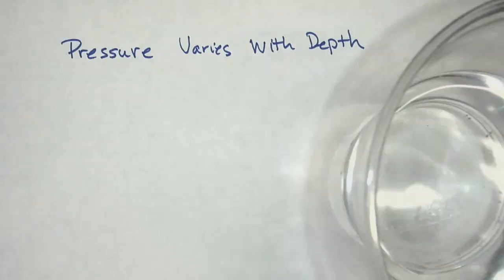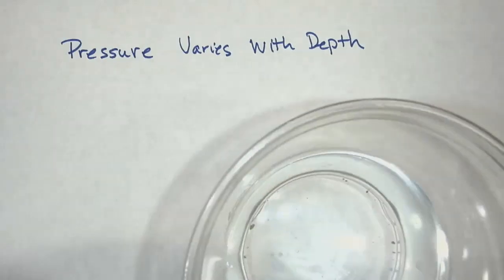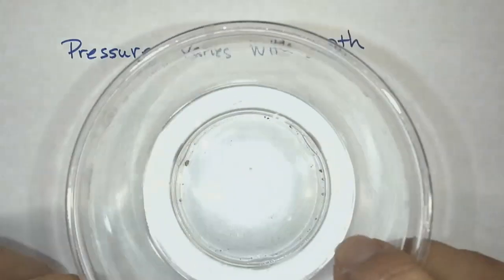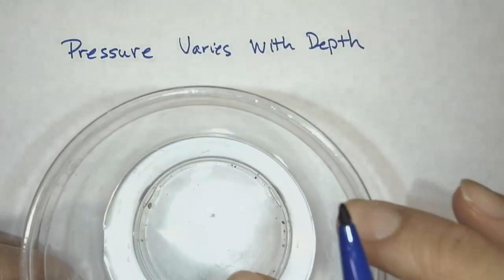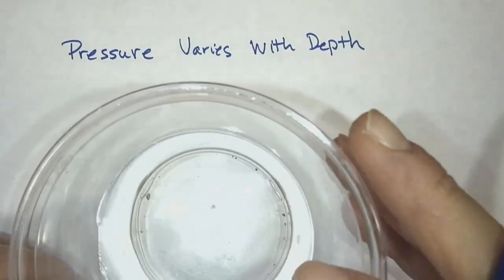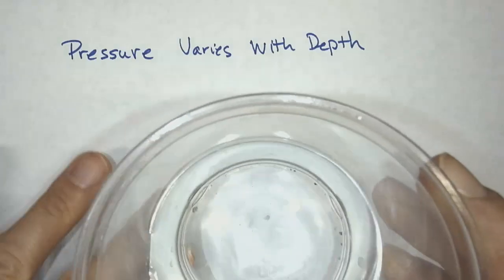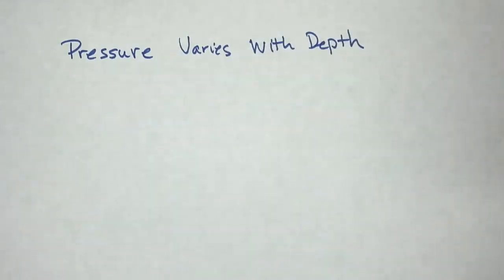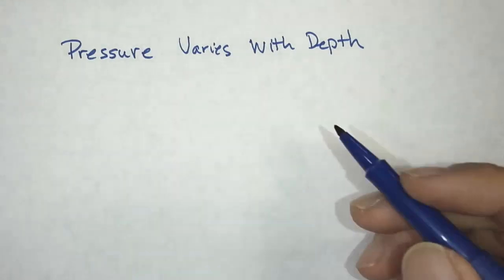In this video, we're going to take a look at how pressure varies with depth. So here I have some water in a cup, and the weight of this water is exerting a force on the bottom of this cup. And there is a certain amount of area there, and that force divided by area is what we call pressure. So the question is, how does pressure vary with depth?